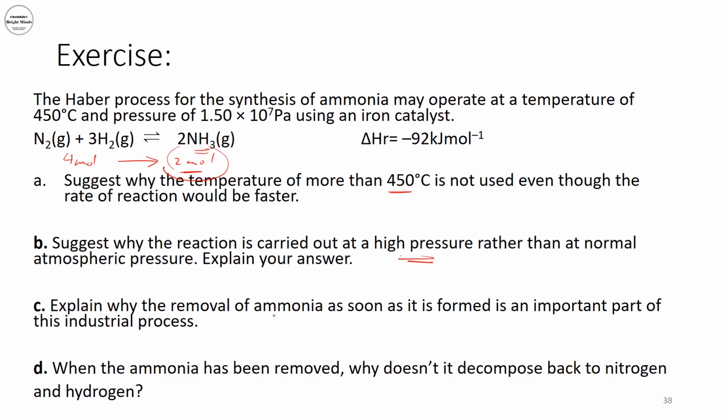Why do we remove ammonia as soon as it is formed? This is because if I remove the ammonia, my reaction would try to compensate the missing ammonia by producing more ammonia. So my last point is why when we remove the ammonia, it doesn't decompose back to nitrogen and hydrogen. This is because ammonia has a high boiling point. This is why it doesn't decompose back at a normal temperature. For ammonia to decompose, we need to increase the temperature. This is why at normal temperature, ammonia does not decompose into hydrogen and nitrogen.